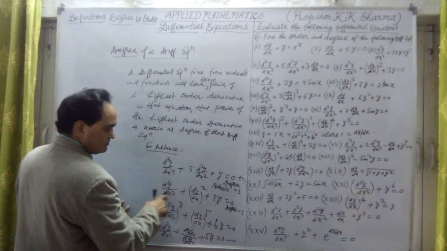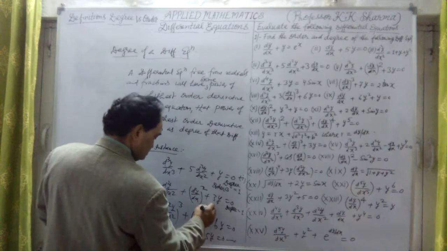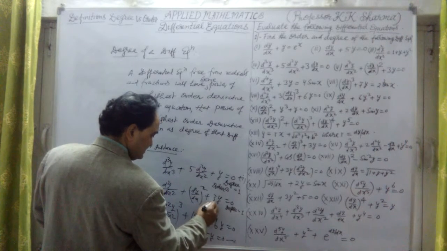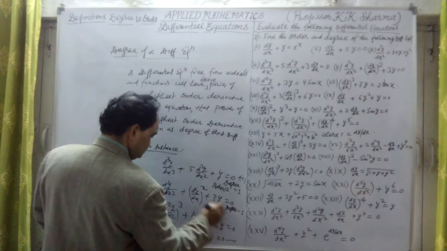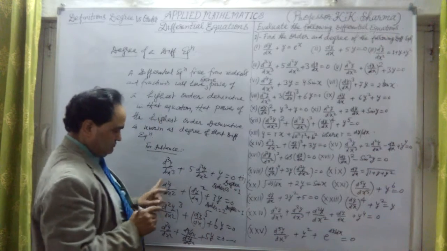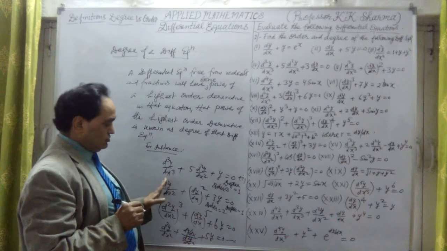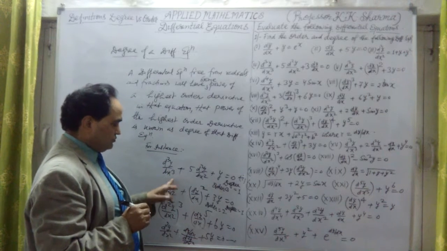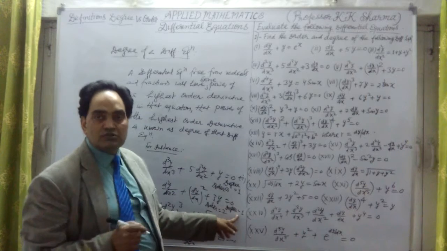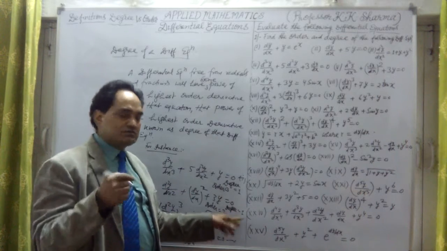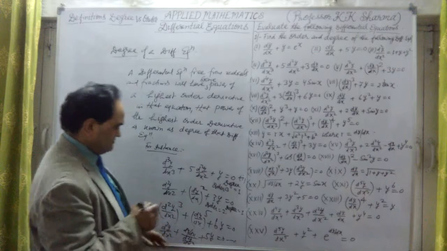The power of this second order derivative is 1. The order is 2 here because the highest order derivative is this. So the order is 2, the power is 1, so the degree is 1. The power of the highest order derivative is known as the degree of that equation.